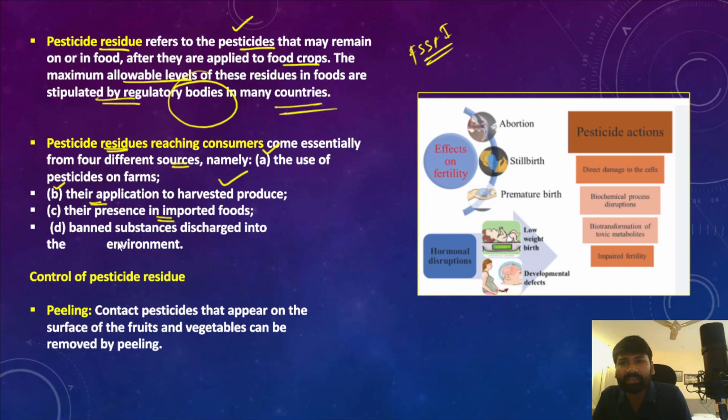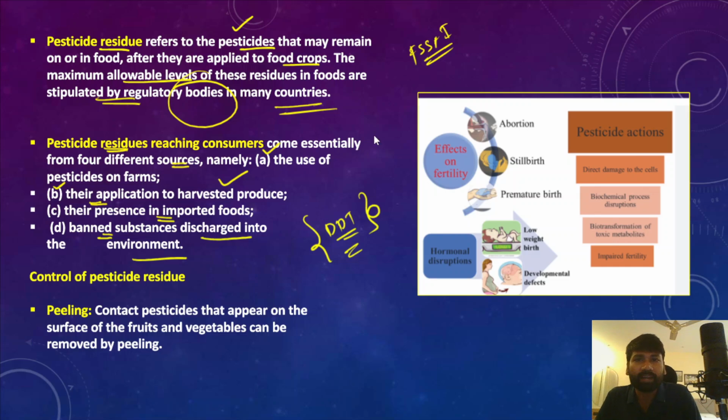And after that, the banned substances, for example DDT, which is a banned substance. The banned substances discharged into the environment also contaminate the existing environment. So all these factors are key determinants of how pesticides are actually reaching the end consumers. However, how can we control the pesticide residue? Now in this image you can see the health risks associated with pesticide contamination or higher pesticide residue in food.